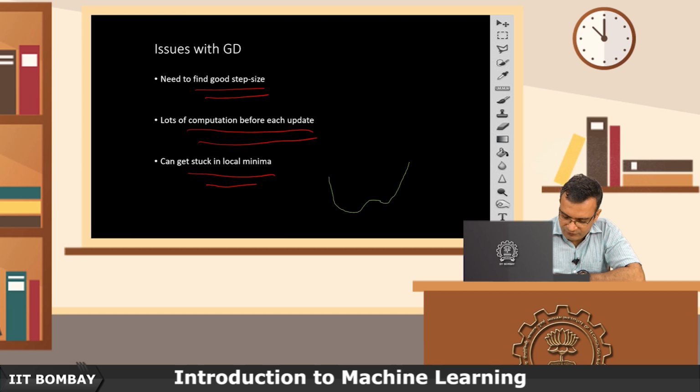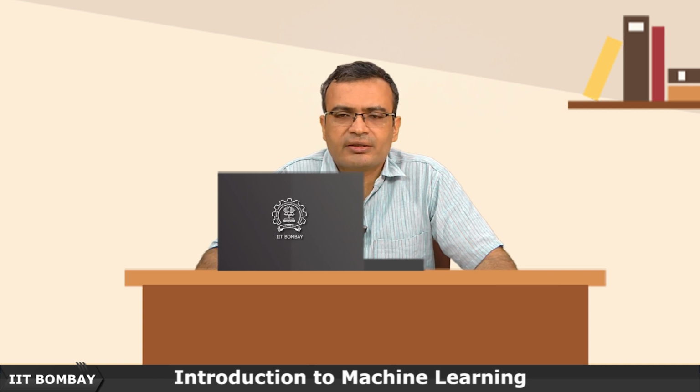For example, if we are in the vicinity of this minima, we will actually get stuck here, whereas we may want to go over this hump and find the next local minima which is lower than the current local minima. All these are issues with gradient descent, and some of these can be resolved by using a different version of gradient descent, such as stochastic gradient descent or batch gradient descent. So let's look at what is stochastic gradient descent.